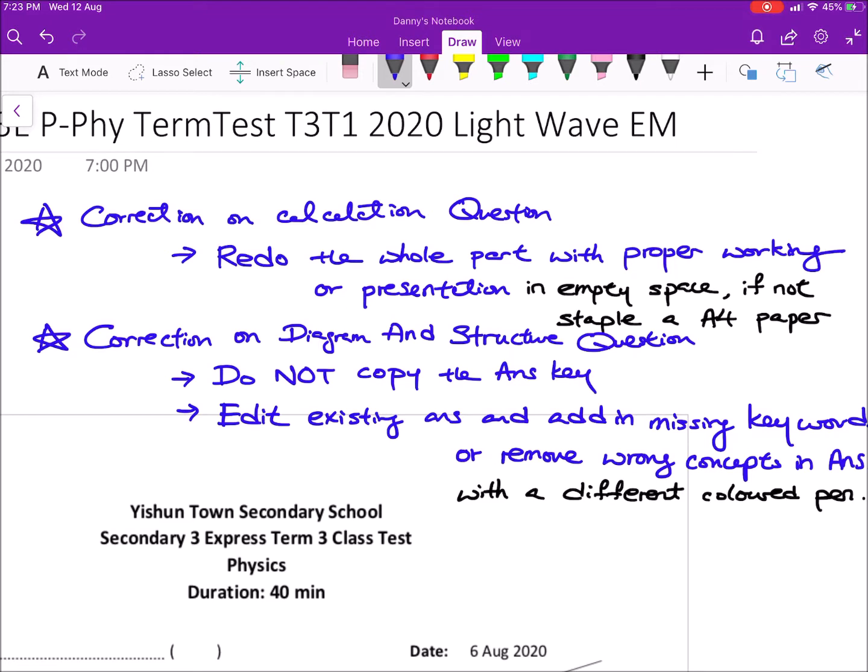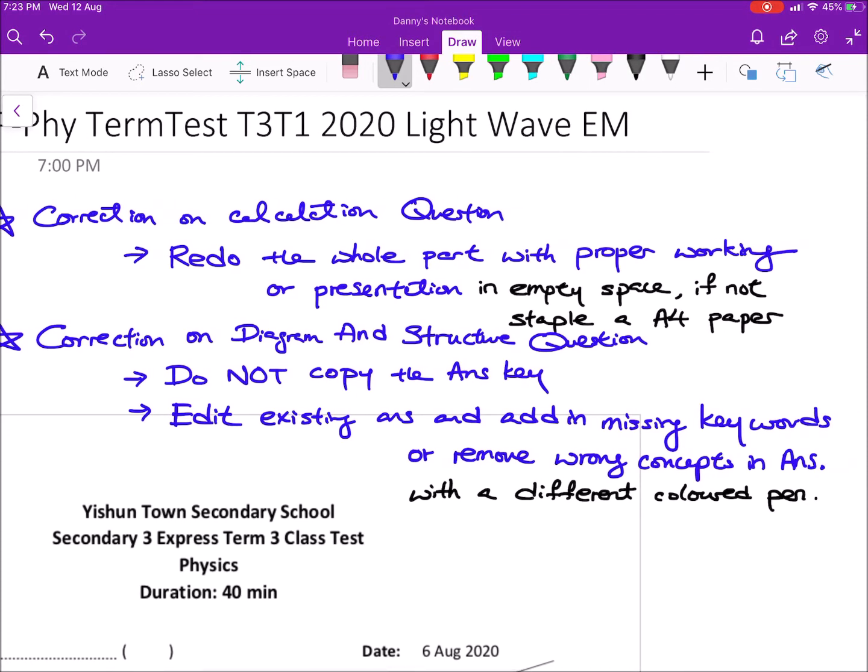Now for questions that have diagrams, like when you are asked to draw a ray diagram for a lens, or if you are answering a structured question, I do not want you to merely copy down the answer key. I want you to edit your existing answer, either by adding in the missing keyword, or if there is a wrong concept involved, removing it by striking through the words with a different color pen.